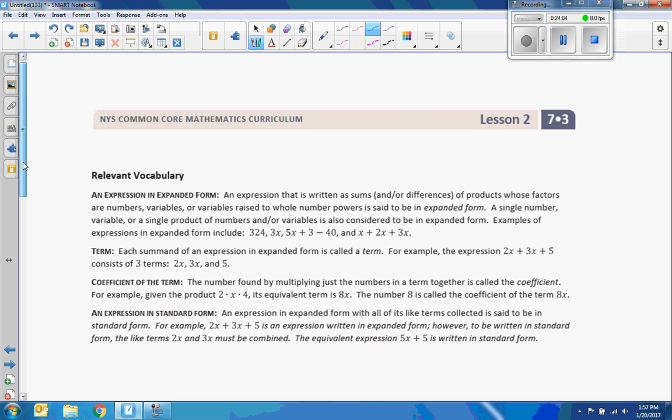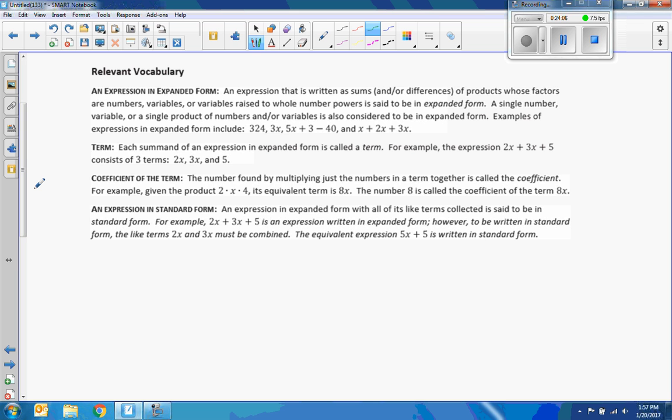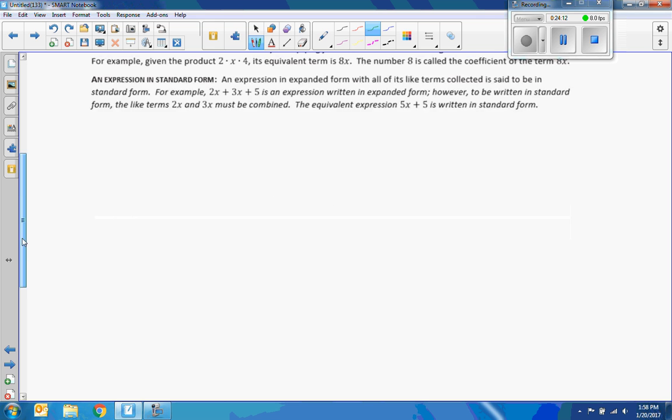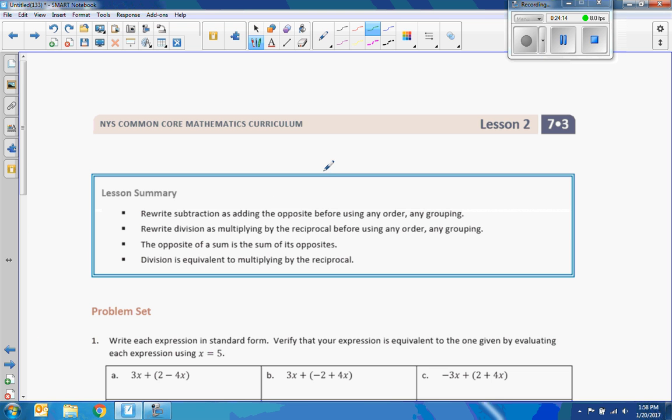Relevant vocabulary. I'm not going to go over this right now. We did it in class. You can review this on your own. That's the end of lesson 2. Go do your problem set.